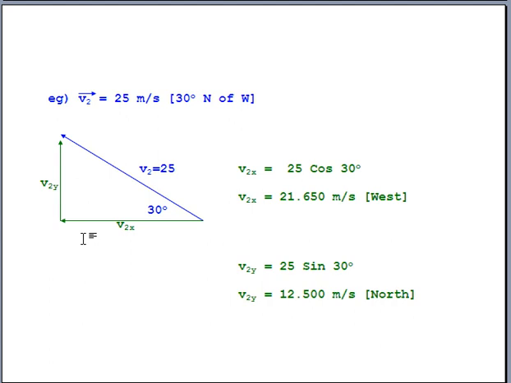Okay, so we don't have to think about it at all. We can just use cosine for x, sine for y. It's even alphabetical, right? Cos comes before sine alphabetically, and x comes before y alphabetically. So nice, easy way to remember it.